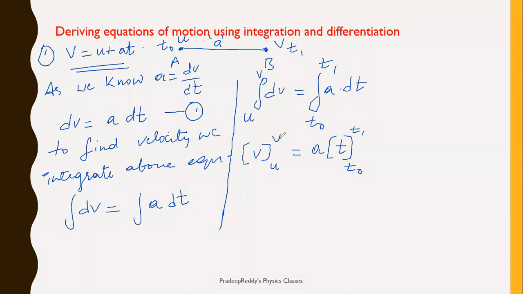Now substituting the limits, actually I did not explain this integration with limits in the previous sessions. Just remember that this is v which is varying from u to v, and this is called the upper limit, and this is called the lower limit.